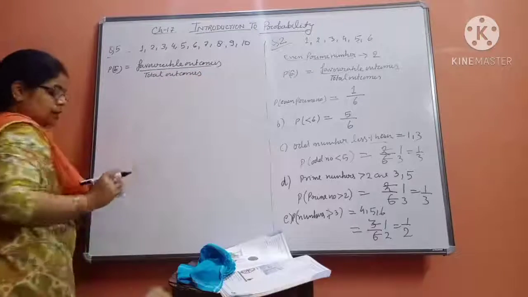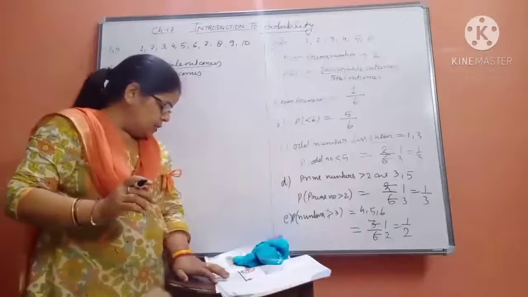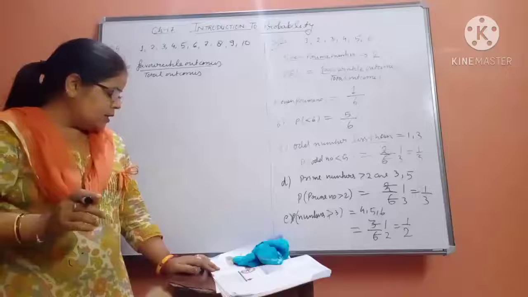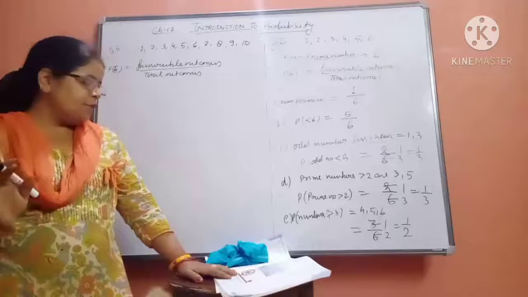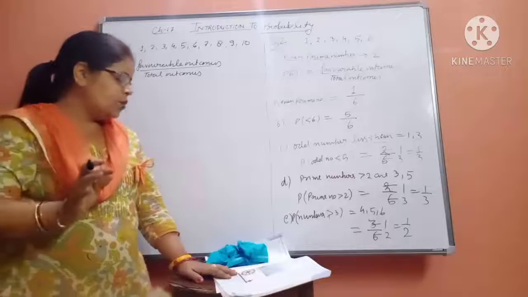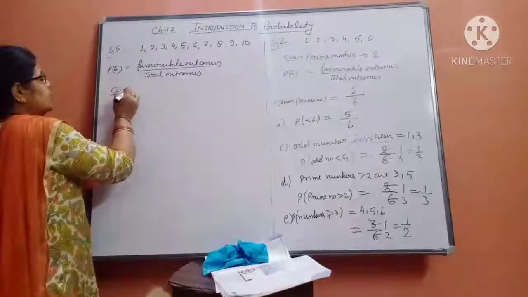Now see that. What is the question? 10 flashcards are made with numbers 1 to 10 written on them. They are placed in a box. One card is drawn at random. Find the probability that the drawn card is an even number. Sample space for even number.